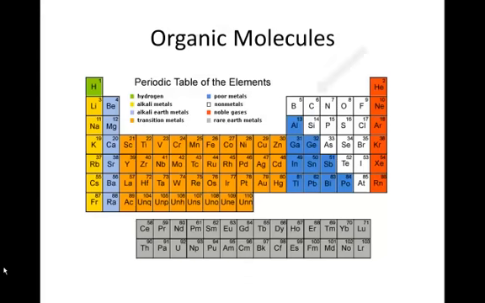This means that it is carbon-based. In addition, organic molecules are associated with living organisms. There are 4 classes of organic molecules.